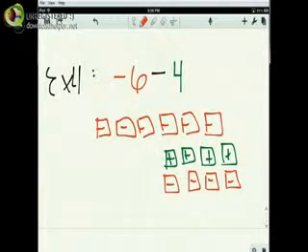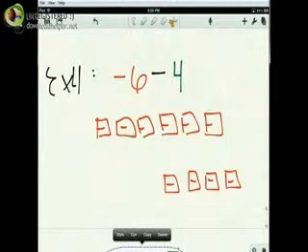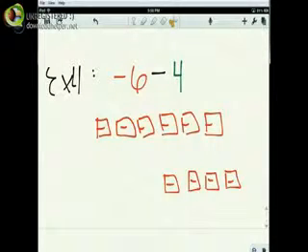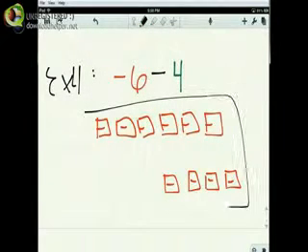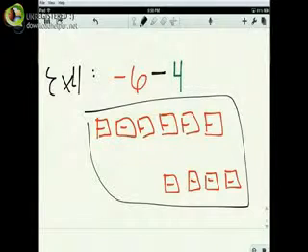Now that I added these 4 0 pairs, I can now take away the 4 positives that they wanted me to take away. So I take those out. And now I see what I'm left with. So I am left with all these negatives, which if I count them, there's 6 and then 4 more negatives. So my answer would be -10.